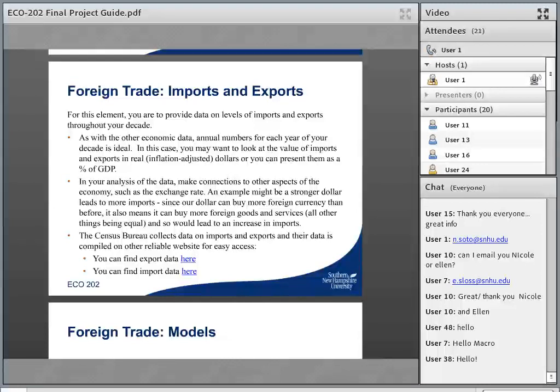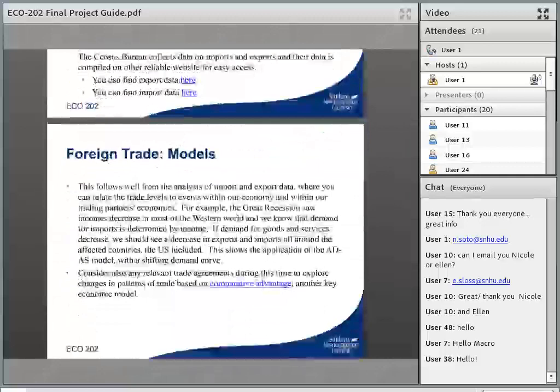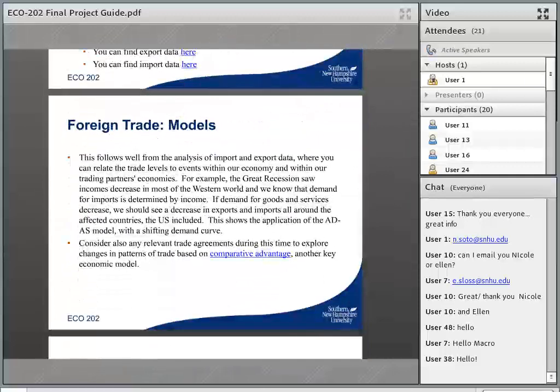So I would recommend that you show both. It'll give you more to talk about, and it will show your instructor that you understand what's going on in each of those sectors. And then you've got your data on your slide, and you're going to give a brief analysis of the data just to make some connections to other aspects of the economy, like the exchange rate. So obviously the exchange rate does play some role in the level of imports and exports. So that's something you can speak to here.